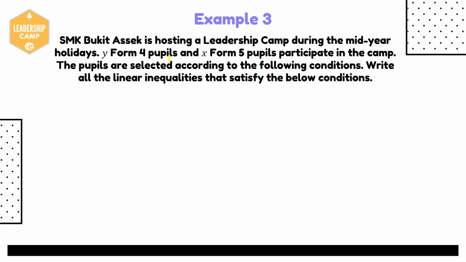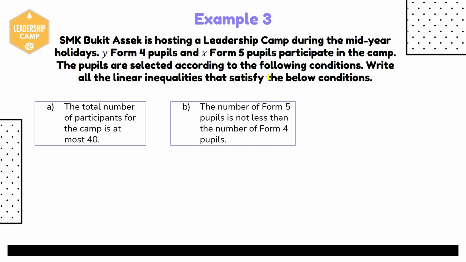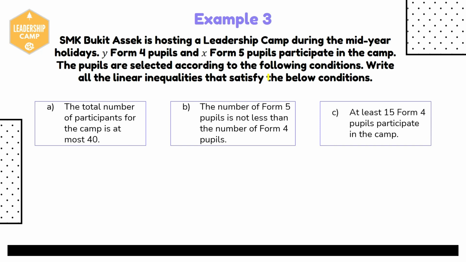From this information we want to select the participants by using these 3 conditions. The first condition is the total number of participants for the camp is at most 40. The second one is the number of Form 5 pupils is not less than the number of Form 4 pupils. And the third condition is at least 15 Form 4 pupils participate in the camp. These are the 3 conditions that need to be met for the participant to join the leadership camp.